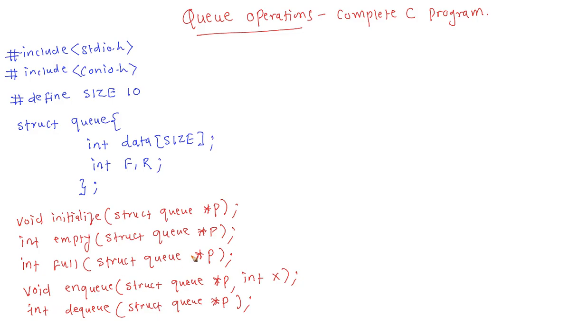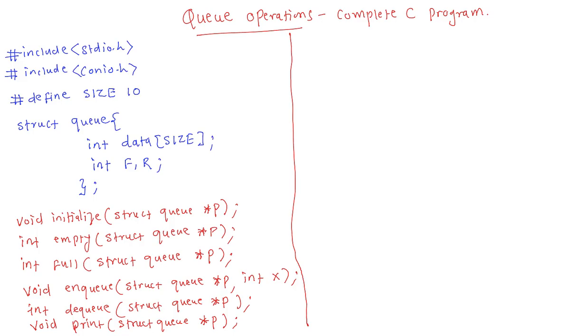And then you can also print, void print. We'll print the queue at that particular point in time. So void print, and to this print also we'll pass the queue to be printed, struct queue star p, right? So these are the functions which we will require.